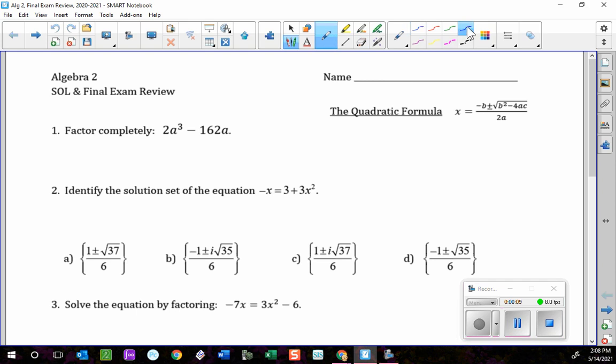So the first one, number 1, says factor completely. So let's go ahead and look for a GCF. When I do that, I notice both of these divide by 2, so I'm going to pull out a 2. Also, they both have an a that I can take away, or divide out. That leaves me with a squared minus 81, and then I can factor that even more. There's a difference of 2 squares. So 2a, that turns into a plus 9 and a minus 9.